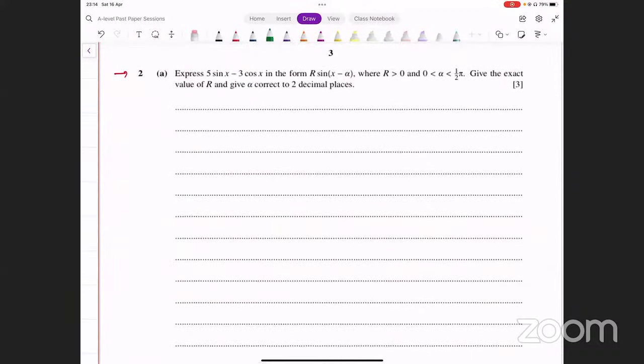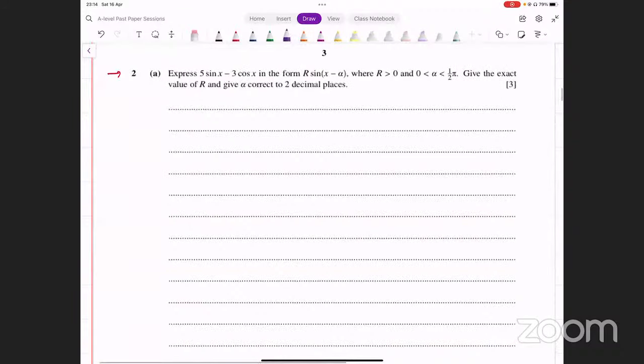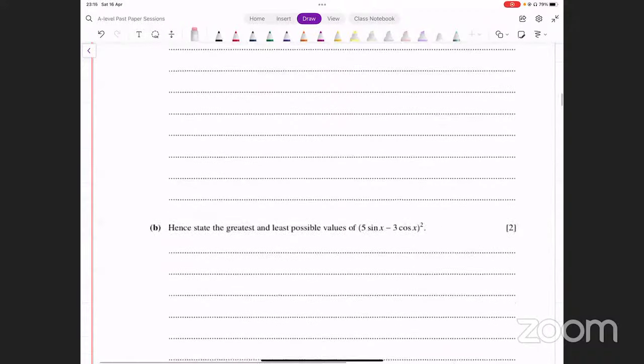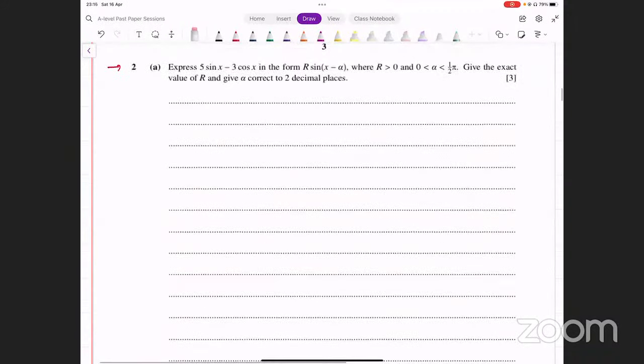Express 5 sine x minus 3 cos x in the form r sine (x minus alpha), where r is greater than 0 and alpha is between this. Now this part is relatively straightforward, but we have to see its second part, so for that we have to do the first part. There is a standard method: this is the form, and we have to represent it in this form. We've got the formulas, you can just remember that. You don't have to show the whole proof for this.